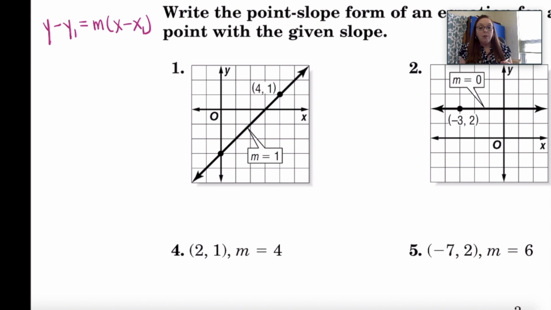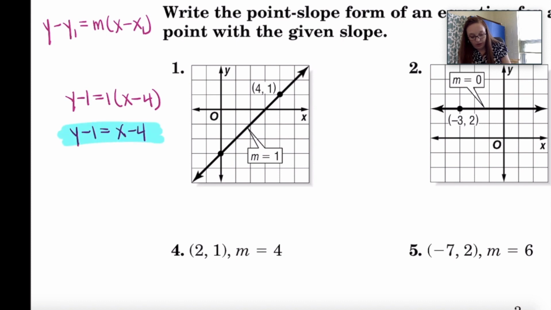So if I'm looking at my point in number 1, my y coordinate of that point is a 1. So I'm going to write y minus 1 equals, they've told me the slope is 1, so 1 times x minus, my x coordinate is a 4. So technically this is the point-slope form. However, we don't usually leave a 1 hanging outside of a parentheses. So my final answer here is going to be y minus 1 equals x minus 4. And I'm going to highlight that. That's it. Let's try number 2.